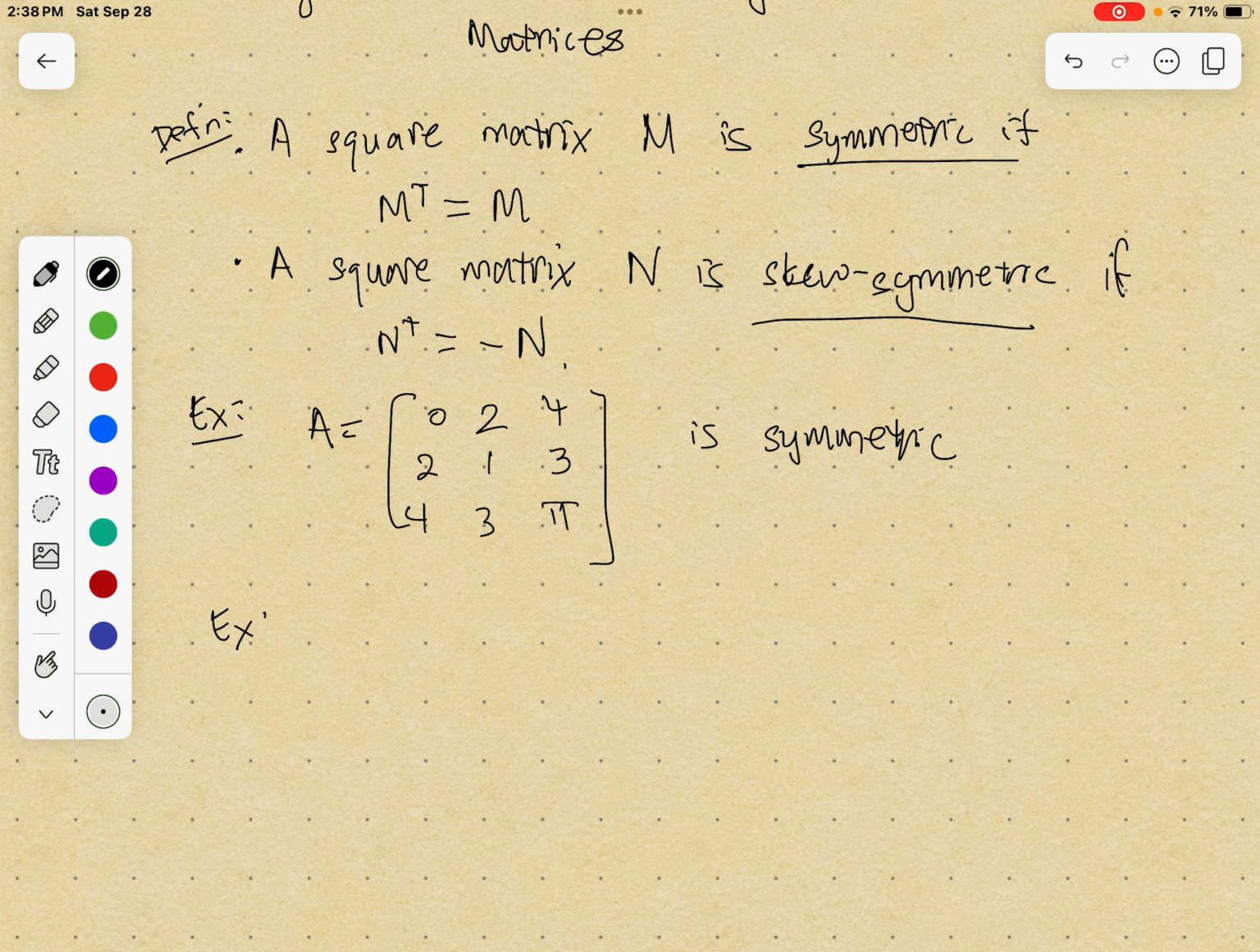Okay, let's do an example of a matrix that's skew-symmetric. So let's say I have this matrix A, which is 0, 2, 4. Well, when I make the transpose, A transpose is going to be like 0, 2, 4 here. So if I want the transpose to be negative A, I'm going to have to make this a negative 2. And I'm going to have to make this a negative 4. Because I want A to be negative this, and then there's going to be a negative here and a negative here.